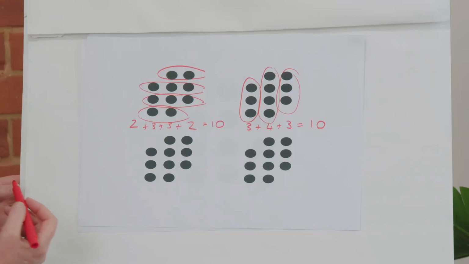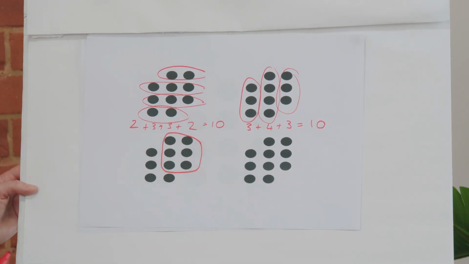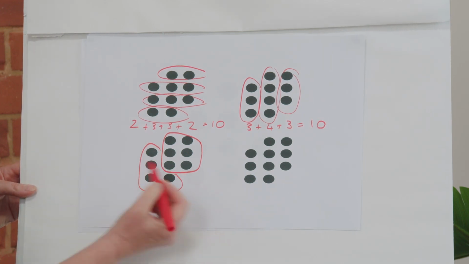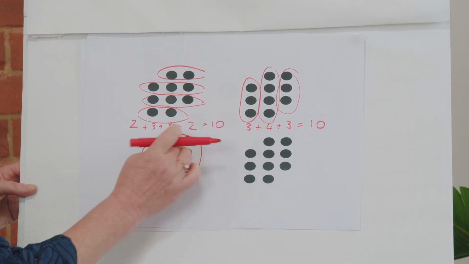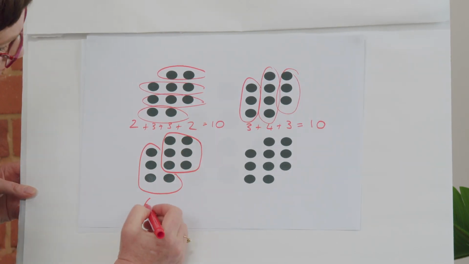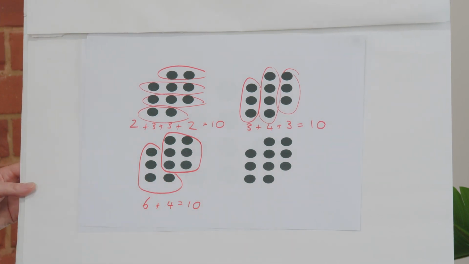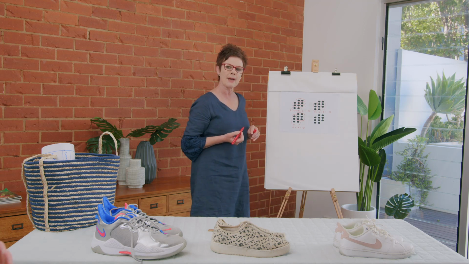All right, now you might have seen it a different way, so let's have a think about which way you might have seen it. You could have seen a group of 6 here and a group of 4 that I had left over. So I can see a nice little system of 6 and 4. 6 and 4 will make 10. Perfect.